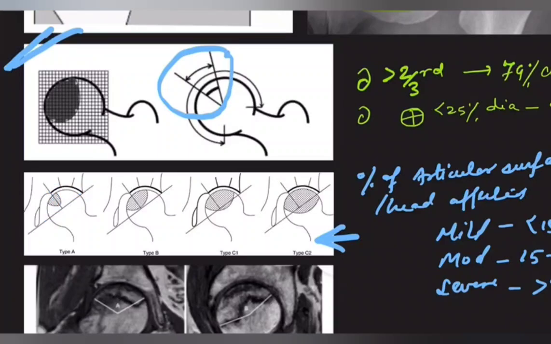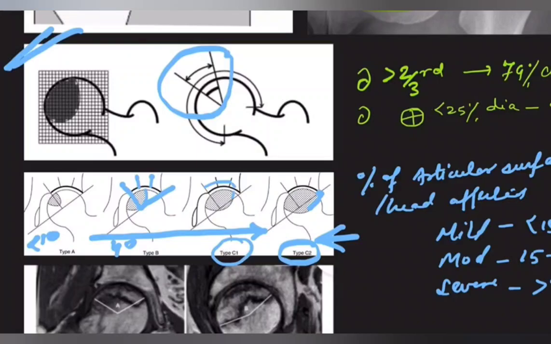This is the weight bearing part. If more than 1/3 but less than 2/3 is involved, this is type B. In type C, what happens? More than the medial 2/3 is involved. If this involvement is more than 2/3 of the weight bearing portion but it is not extending laterally to the acetabular edge, this is type C1. And in type C2, it is extending laterally up to the acetabular edge. As the size of involvement of the weight bearing part rises, the chance of collapse rises. In type A, there is less than 10% chance of collapse; in type B, it is 40%; in type C1, it is 80%; and in type C2, there is more than 90% chance that it will collapse.